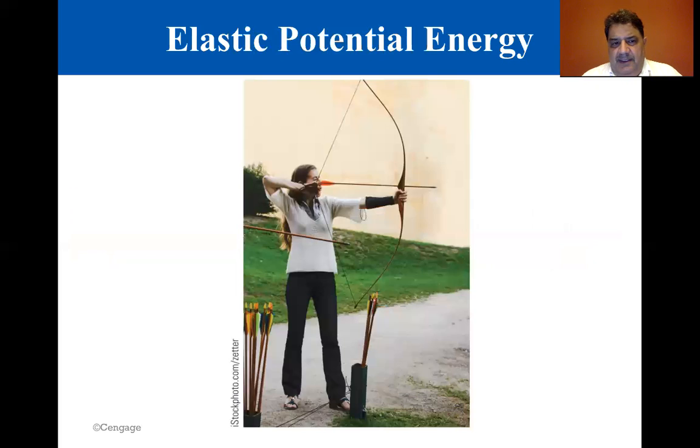Okay, there is one more slide. Here's a photo of an archer. When she pulls back on a bowstring, elastic potential energy is stored in both the bent bow and stretched bowstring. When the archer releases the arrow, the potential energy stored in the system is transformed into the kinetic energy of the arrow. Crossbows and slingshots work the same way.